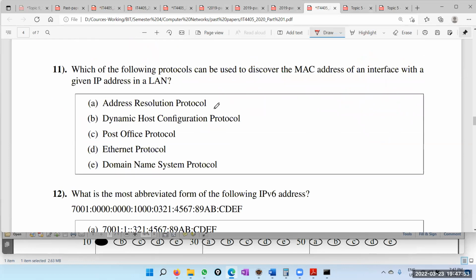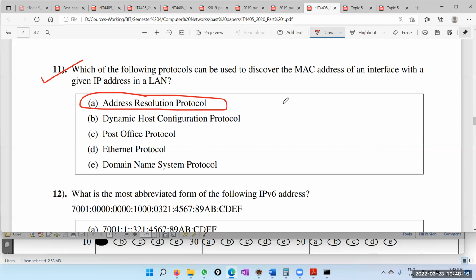Question 11. Which of the following protocols can be used to discover the MAC address of an interface with a given IP address in a LAN? That is a very straightforward question. We discussed that. That is Address Resolution Protocol, ARP. Given the MAC address, it can check the IP. Given the IP, it can check the MAC address.